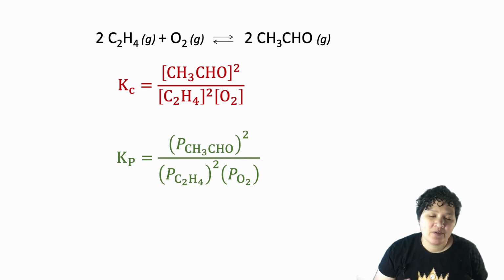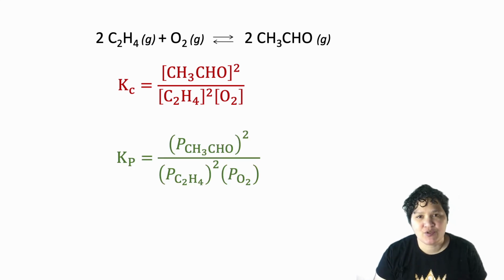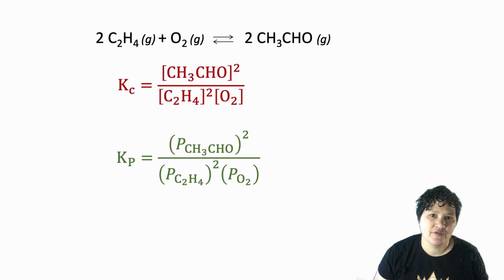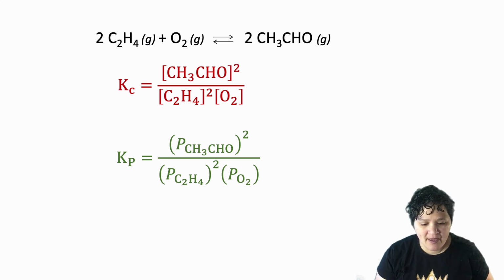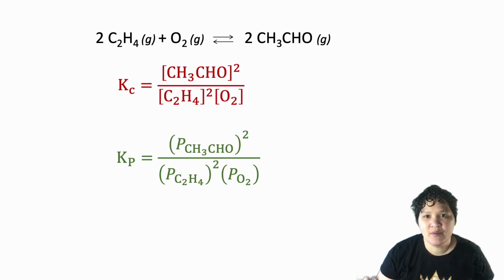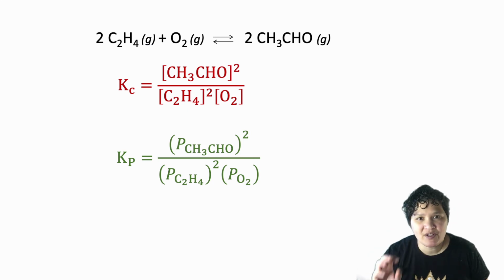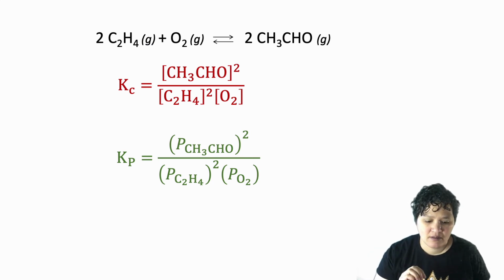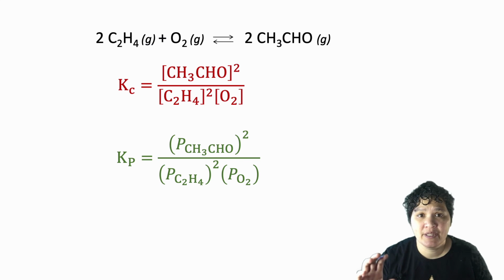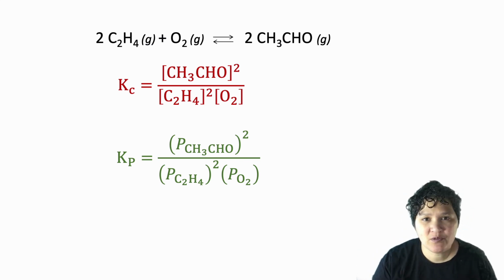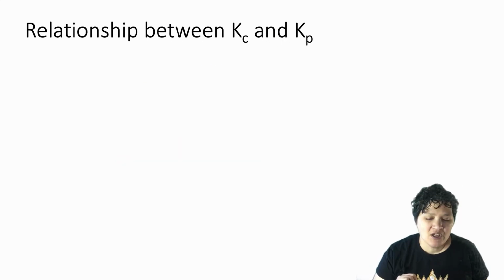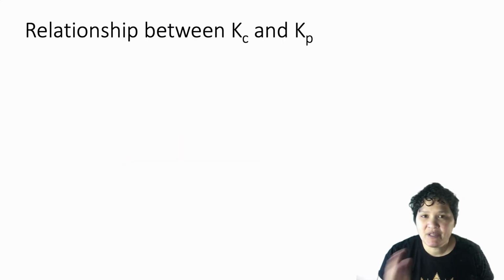But we could also write one for pressures, where we have the pressures raised to the power of the coefficients in the balanced equation. And we differentiate between these two by the subscripts. So the one with concentrations is K sub C. The one with pressures is K sub P. And by the way, that's also true for the reaction quotient, Q sub C and Q sub P. So K sub C and K sub P will not necessarily be the same numbers.